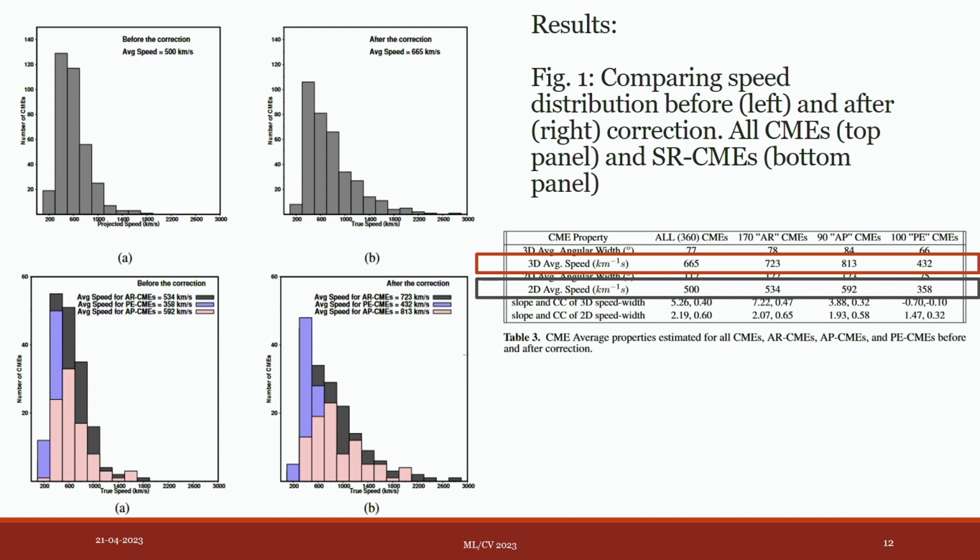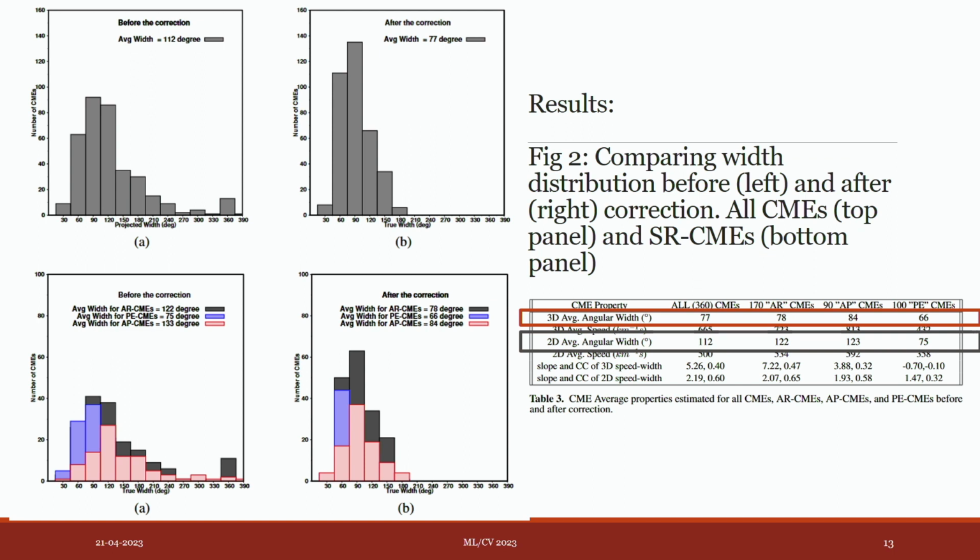And just to compare it with the 2D properties, you could see the average values right here. So, I mean, I wouldn't say that, but you could see it right here. You can compare them. As you can see, the average 3D speeds are much higher than the average 2D speeds.